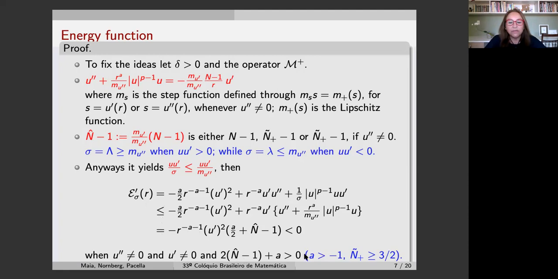This is true, for example, when a is bigger than minus 1 and when n tilde is bigger than or equal to 3/2. And we are in this situation when studying Pucci's operator. These are our assumptions. Therefore, we have this term positive, and therefore all this term negative, and we are done proving that the energy is decreasing.